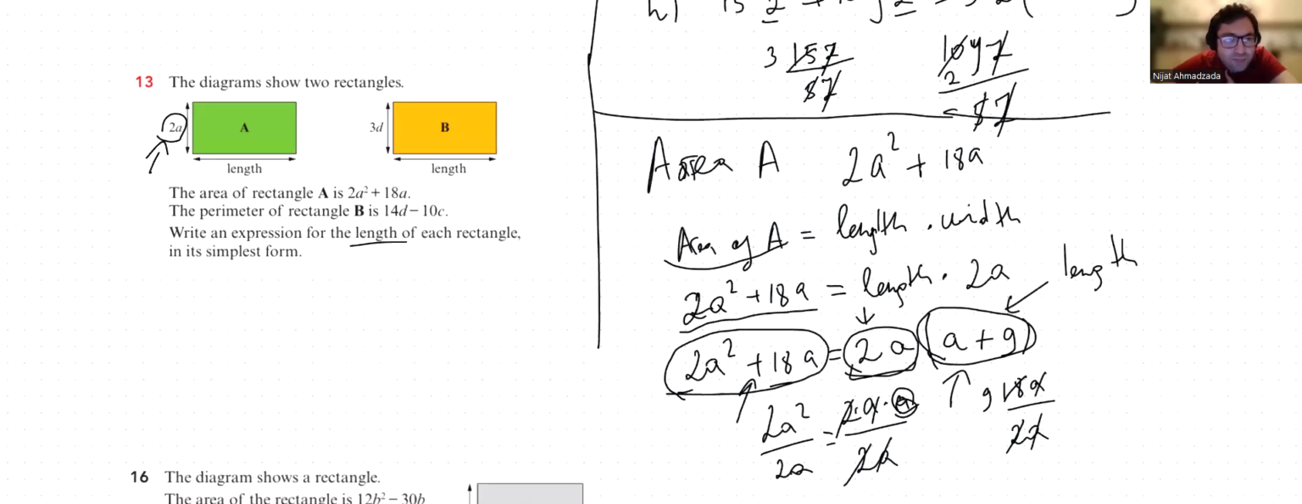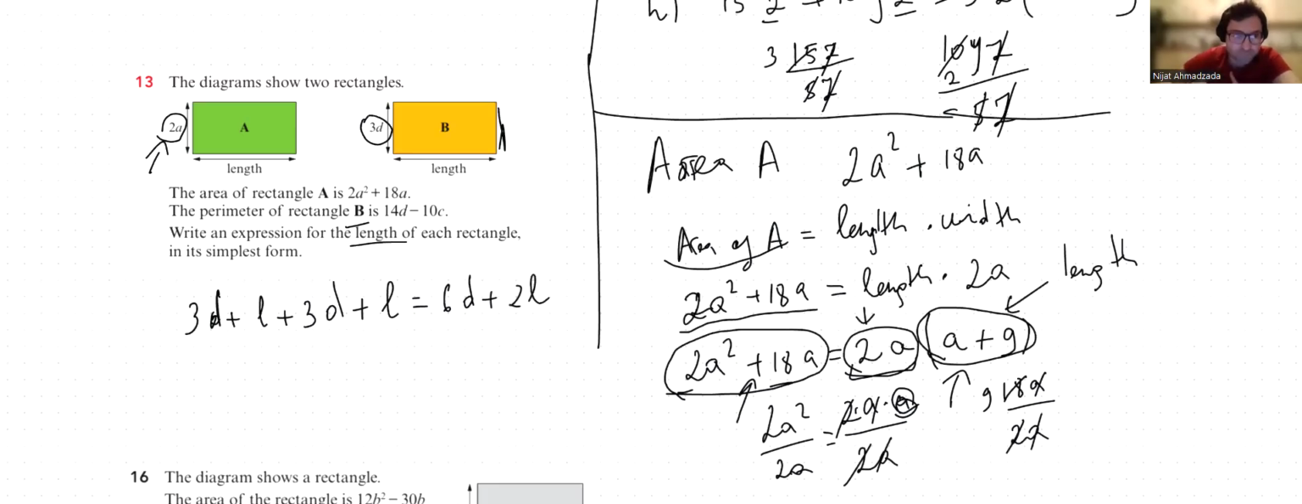So part B, we got the perimeter of a rectangle, right? Perimeter is everything just summed up, added by each other. So we got its width, width is 3D, plus its length. Length, I don't know, I will just call it L. Plus, because we have two widths and two lengths, plus another width, which is again 3D, plus another length. So perimeter is 6D plus 2L, right?